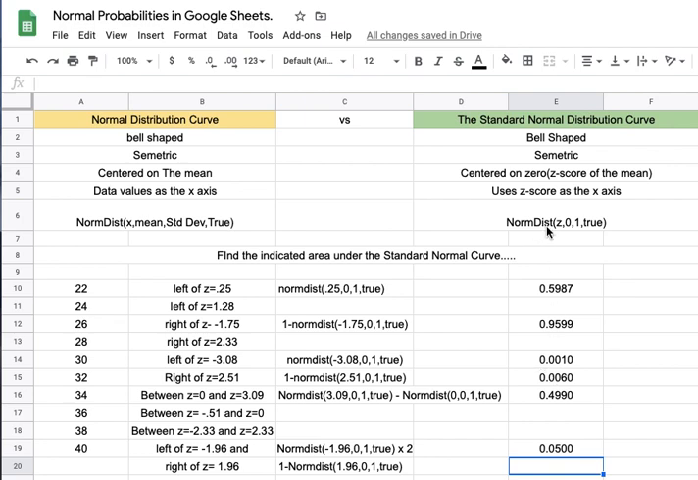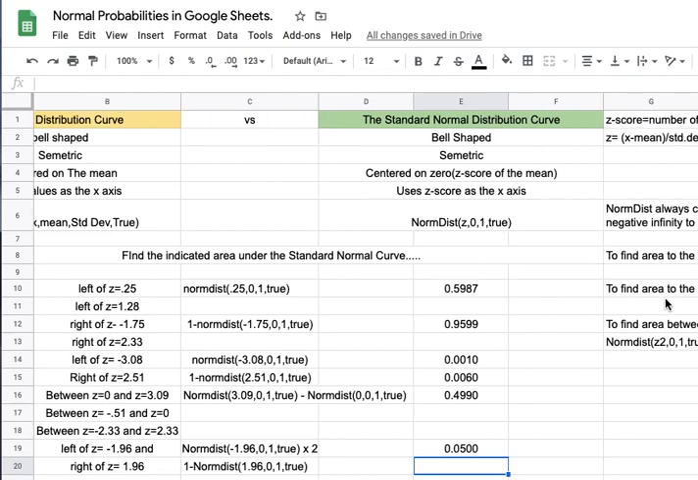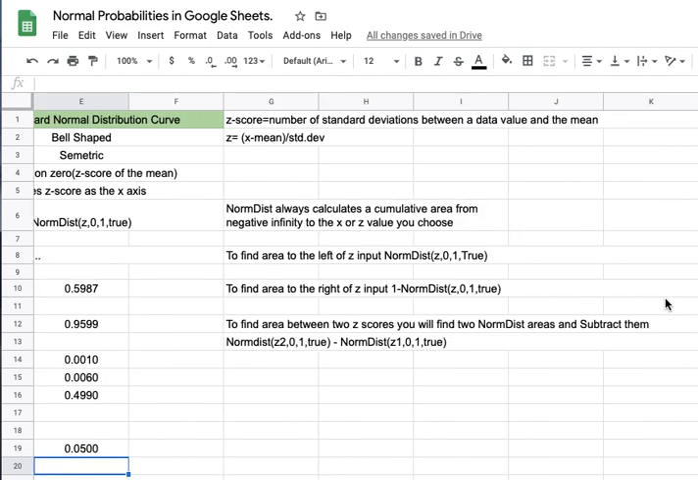So normal distribution, pretty easy to use, very easy inputs. Your z-score, 0 for your mean, 1 for your standard deviation, the word true to tell it to do a cumulative area. Keep in mind the rules, and you can see these rules are also in your chart in your textbook. That is on page 221. Areas to the left, you're just finding the normal distribution answer. Areas to the right, you're doing 1 minus the normal distribution answer. And areas in between two z-scores, you're going to find 2 normal distribution answers and subtract them.